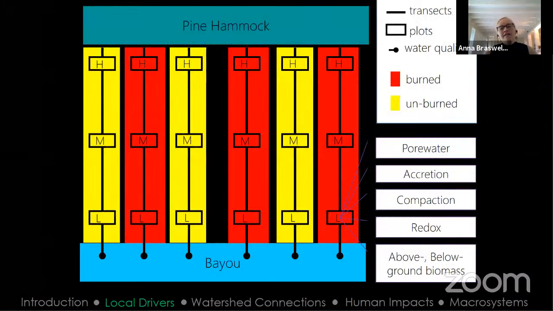So we had a series of 6 transects, 3 burned and 3 unburned, and we measured things across 3 elevational stations in each transect. So a low, a mid, and a high, going from the water to the pine ecotone. And along each station, we were measuring pore water, accretion, compaction, redox, and above and below ground biomass.